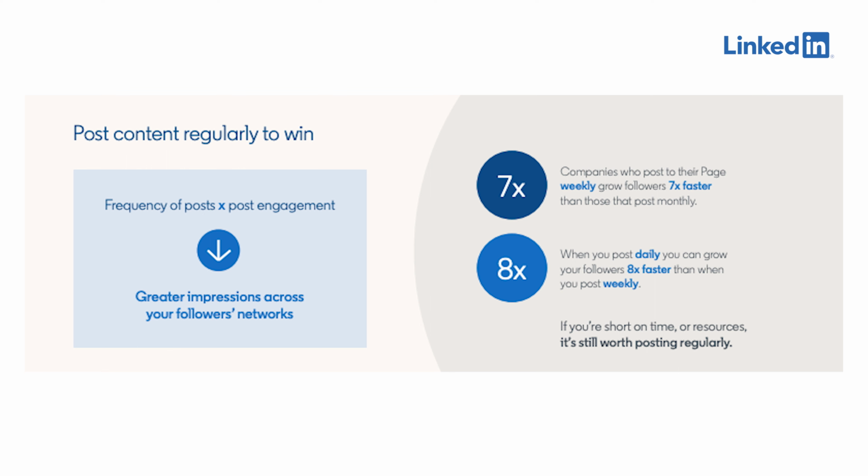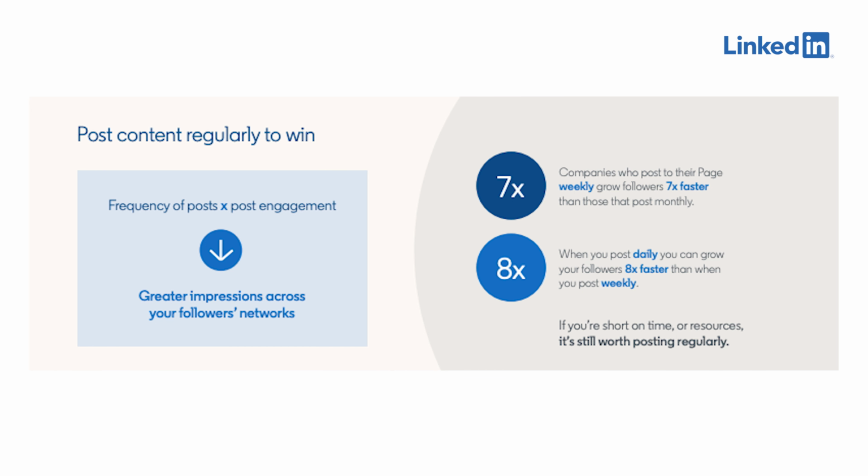The second thing that I would suggest doing is to post often. As you can see, companies who post to their page weekly grow followers 7 times faster than those that post monthly. It can even get better. When you post daily, you can grow your followers 8 times faster than those who post weekly. So as you can see, if you post more, the chances are that your audience will grow faster and faster. So definitely make sure to post on a regular basis.